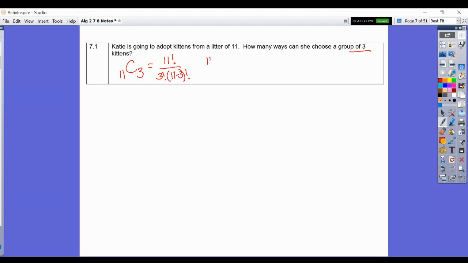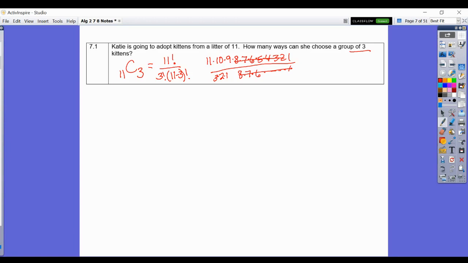What does that look like if we write it out? I'm going to take the time to do that here. 11, 10, 9, 8, 7, 6, 5, 4, 3, 2, 1 over 3, 2, 1. And what is 11 minus 3? It's 8, 7, 6. Okay, you get the idea here, right? These are all going to cross out. And so the math is just 11 times 10 times 9 over 3 times 2 times 1, which we can divide and see what we get.